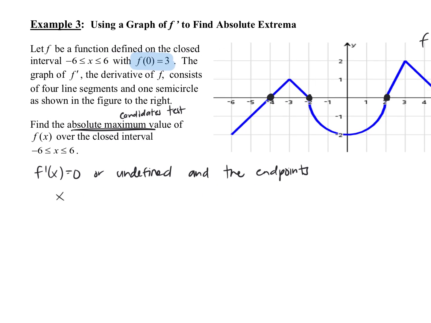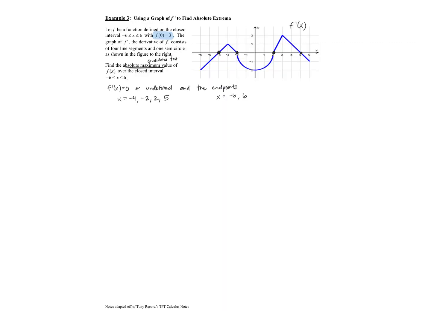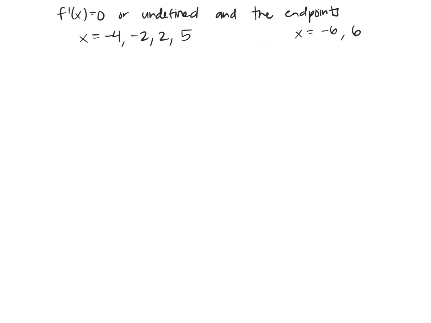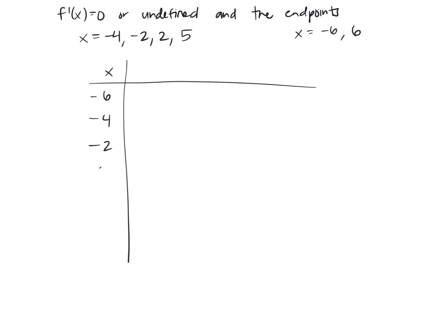So we're going to test the points x equals -4, -2, 2, and 5. And then my endpoints that we're going to test are x equals -6 and 6. At one of these 6 values, we are going to have an absolute maximum occur on f of x. So to help us organize a little bit, I'm going to write a little table here where my x's are on the left-hand side. And I'm going to have -6, -4, -2, 2, 5, and 6. And then we're trying to find f of x.